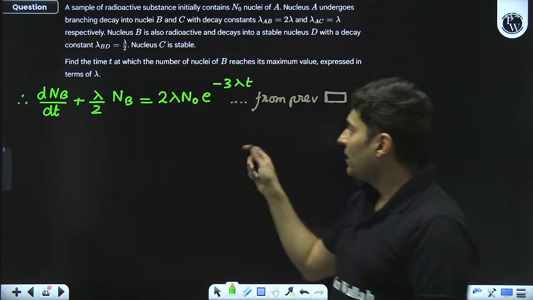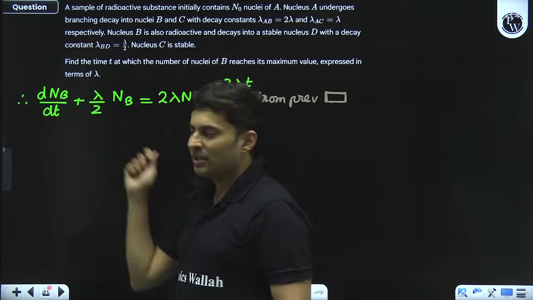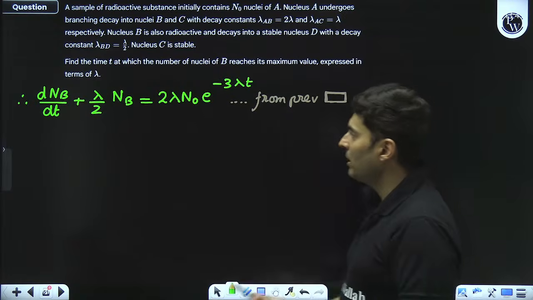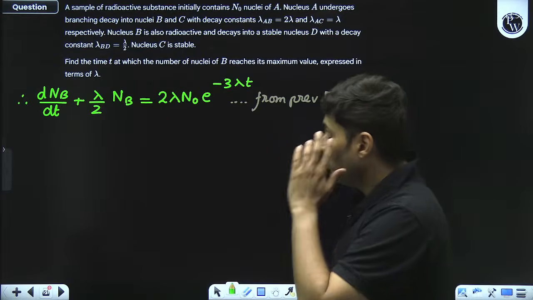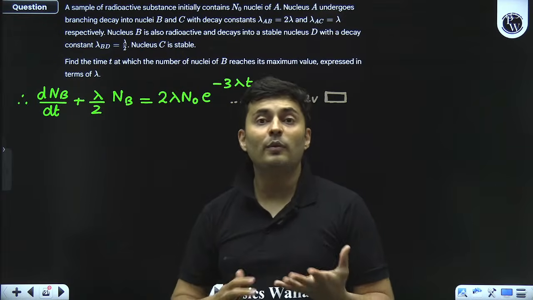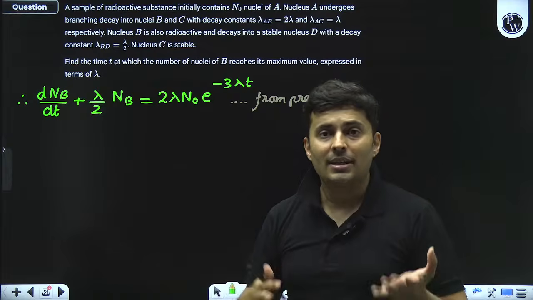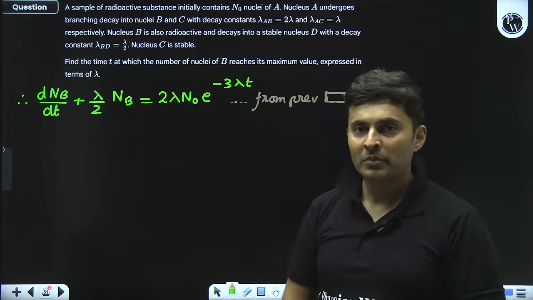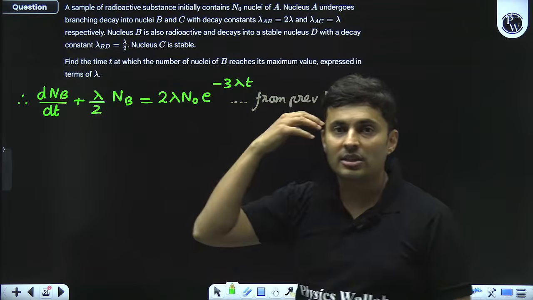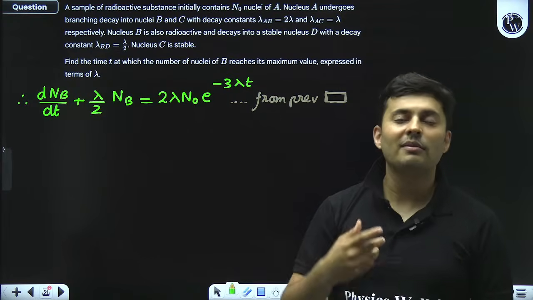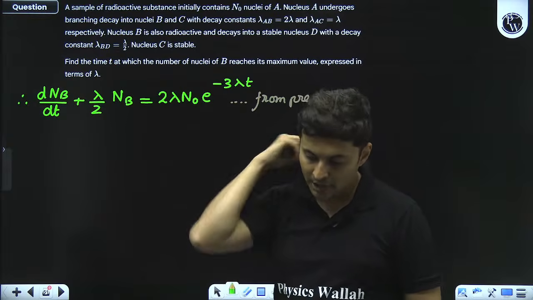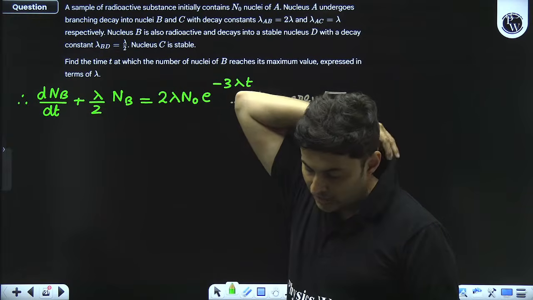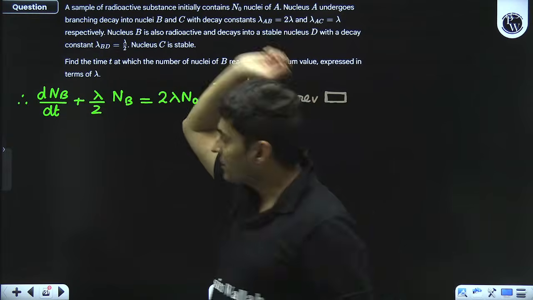Now, why did I do this? Because I want NB on the same side, and then I see maybe I can do something about it. Now, there is a very peculiar type of integration that you have to do, and this is something you might have to remember now, because it generally will not strike at that moment unless you are very, very good with derivatives and integration. That is the only catch over here.